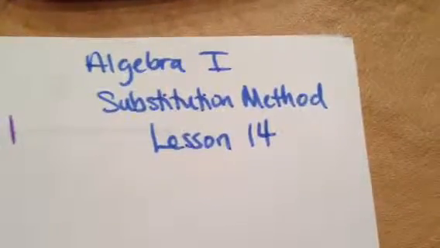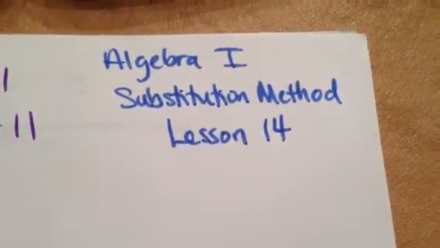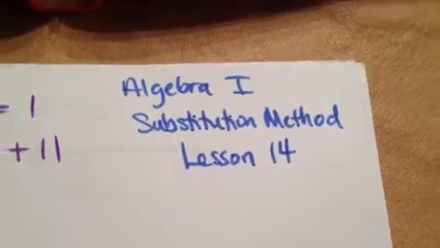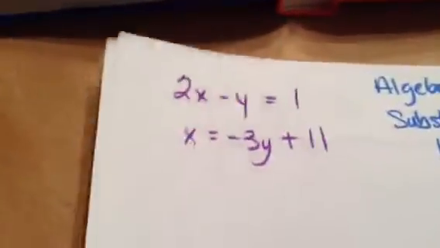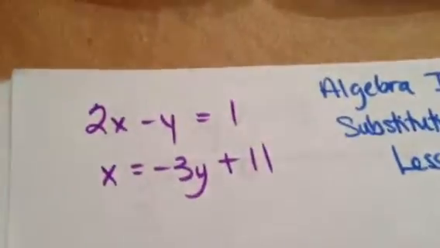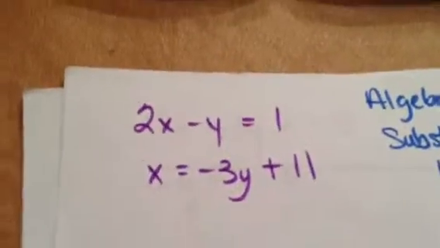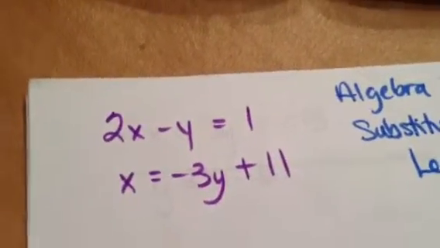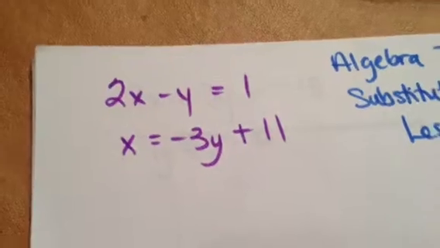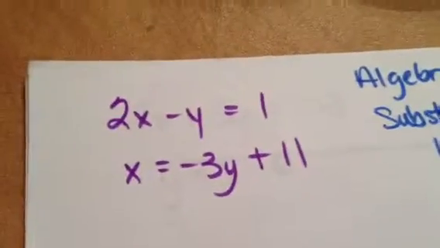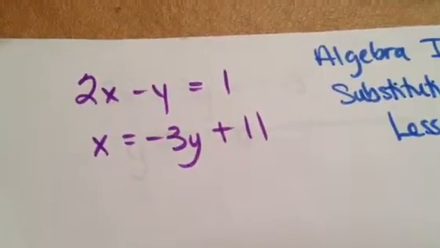Okay, this is for Algebra 1. This is Lesson 14, and it's the substitution method. And here we go. I just pulled these out of a different textbook, but if you have a worksheet, it's probably one of them on the worksheet that I gave you guys in class. When you do the substitution method, what you're looking for is the point where these two lines intersect.